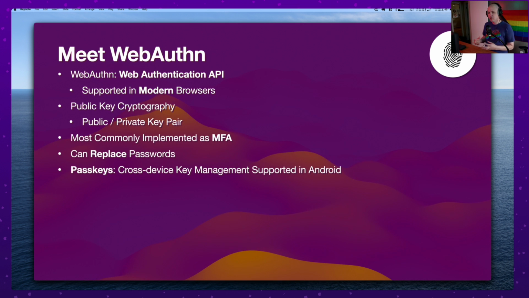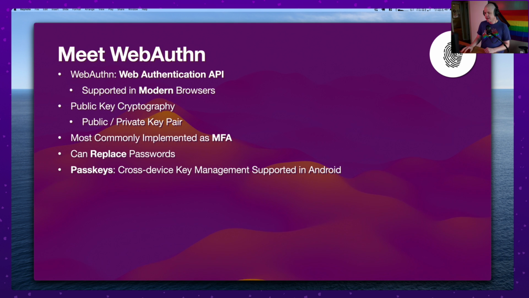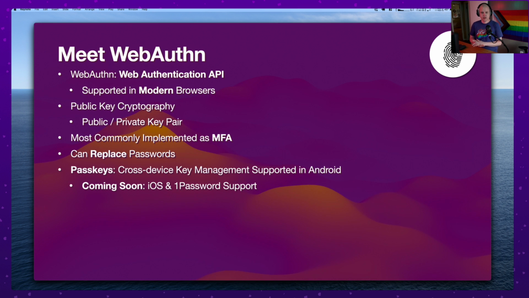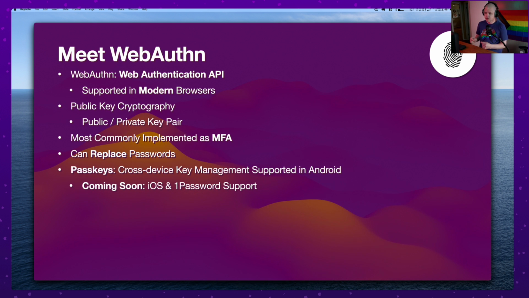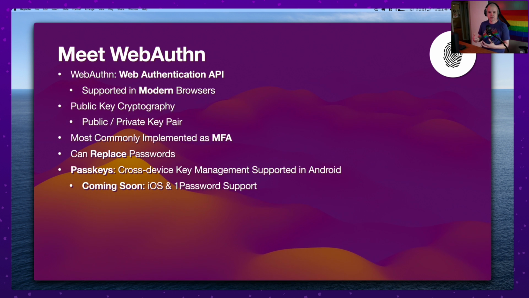So passkeys are basically cross-device key management support. It's currently supported in Android, but it's also coming soon in iOS. And actually, 1Password has announced that they already have some internal demos of using 1Password as your security device. So as of today, you can use your Android phone as a security key. You can, in the near future, use iOS as your security key. And whenever you do that, your security key can be synced to your next device, so you don't have to re-register every time you upgrade a phone or lose a phone.